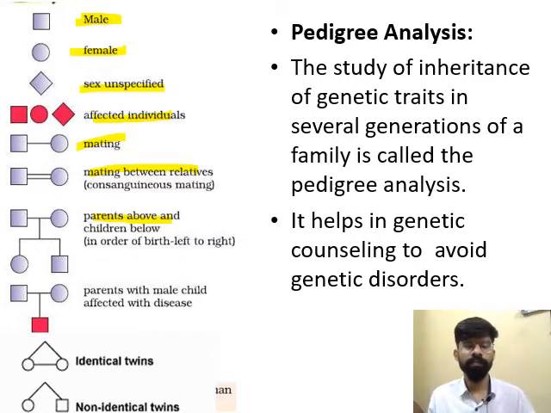And if the parents have a male child affected, then you show it with the shaded area. Identical twins are shown with a single joint line, and non-identical twins are shown with a separation line. So these are some symbols that are used in pedigree analysis.